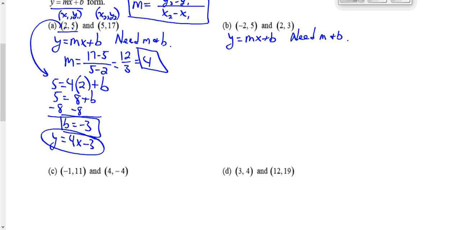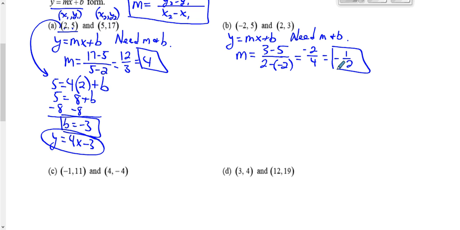So it looks like a lot of you got that M was -1/2. M equals 3 minus 5 over 2 minus parentheses -2, which is -2 over 4, which is -1/2. Now, some of you subtracted the other way. Did you do 5 minus 3 over -2 minus 2? You can subtract them the other way as long as you do it in the same direction for both the X's and Y's.